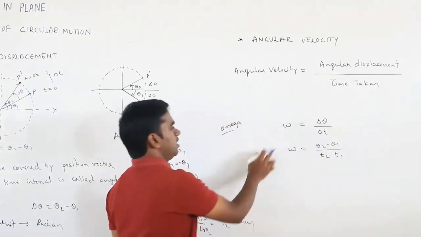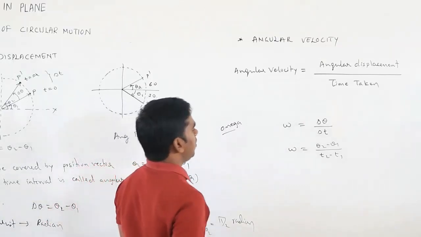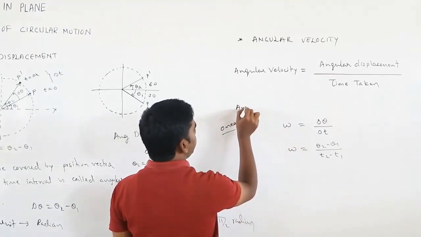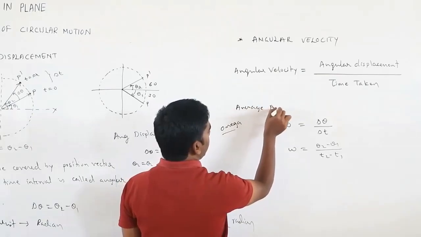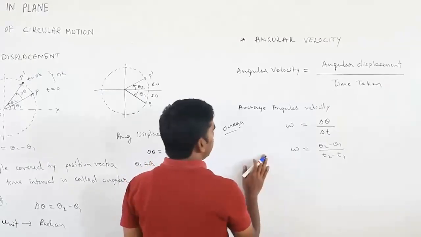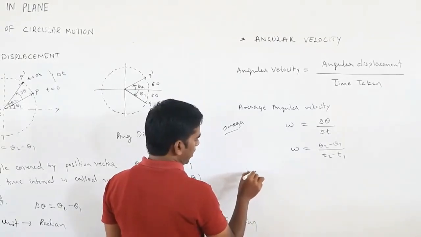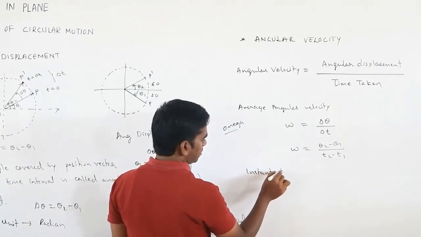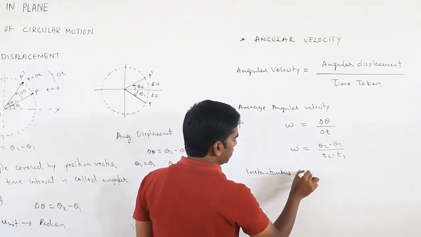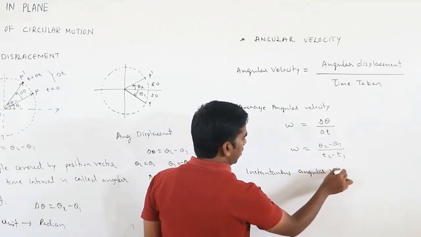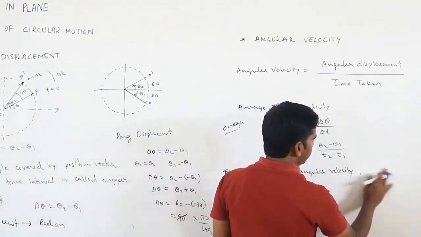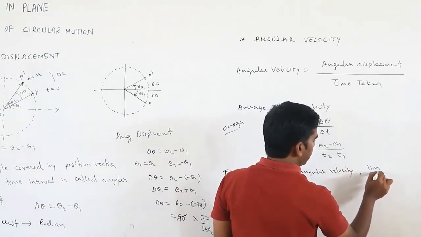This is the angular velocity. But this formula will give you average angular velocity. If you want instantaneous angular velocity, what you have to do is apply a limit, delta t tends to 0.